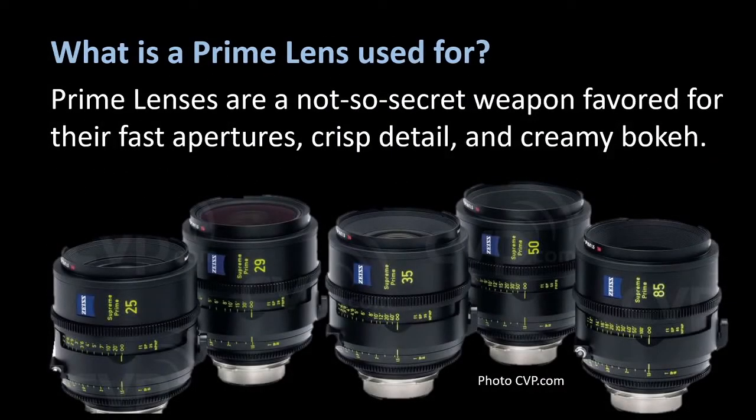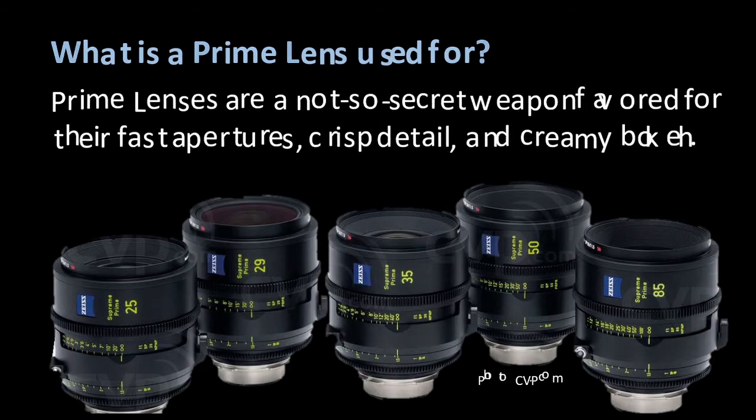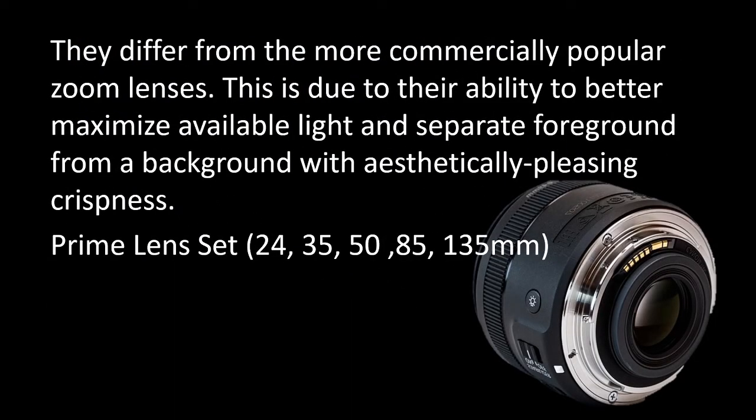First, prime lens. What is a prime lens used for? Prime lenses are a not-so-secret weapon, favored for their fast apertures, crisp detail, and creamy bokeh. They differ from the more commercially popular zoom lenses. This is due to their ability to better maximize available light and separate foreground from background with aesthetically pleasing crispness. Prime lens set: 24, 35, 50, 85, 135 mm.